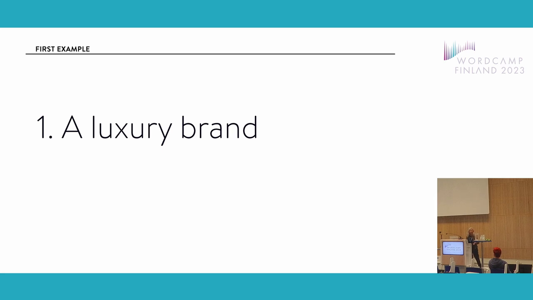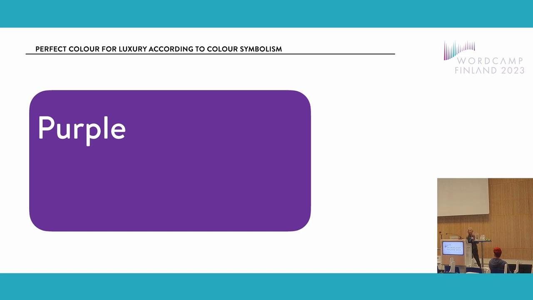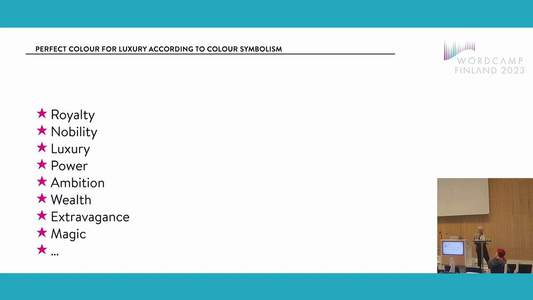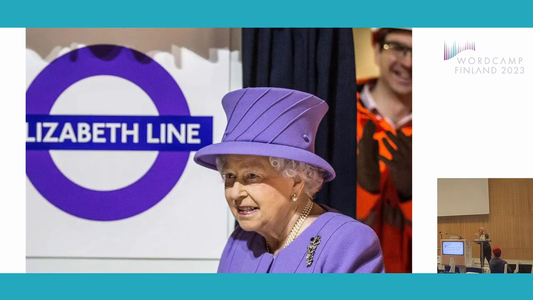If you do a Google search, it's probably going to bring up purple. So here you go, here we have the purple color. Now, if you look it up on the internet, the concepts normally associated with the color purple tend to be royalty, nobility, luxury, power, ambition, wealth, extravagance, magic, and so on. And it must be true because there's a new tube line in London and it's all purple, and it's the Elizabeth line, like the late Queen Elizabeth. So it has to be true.